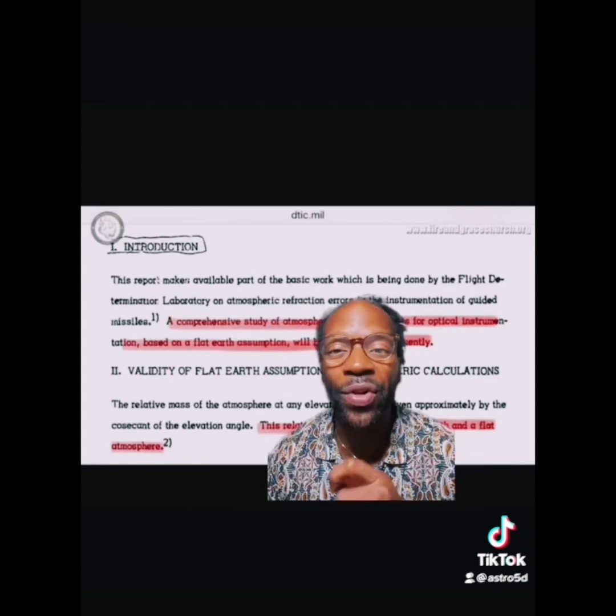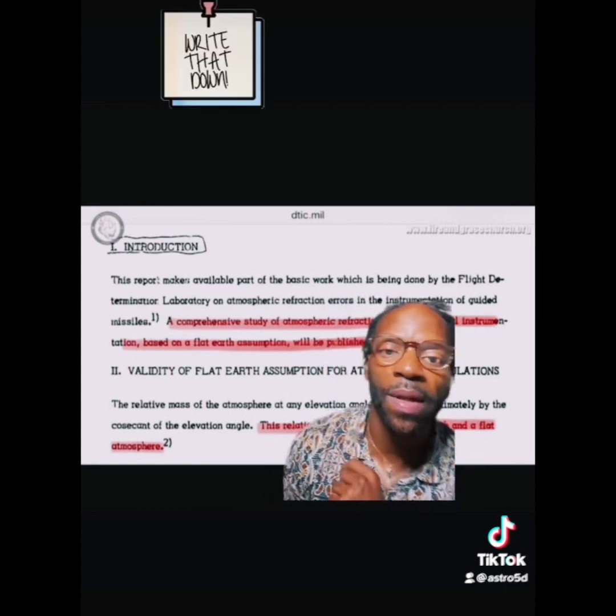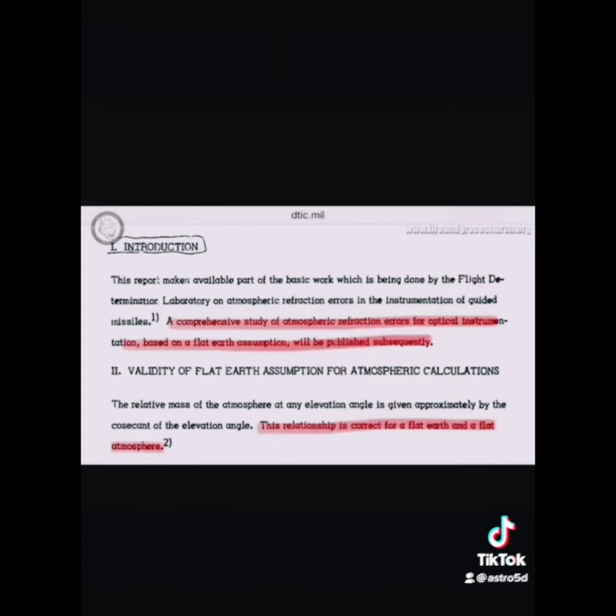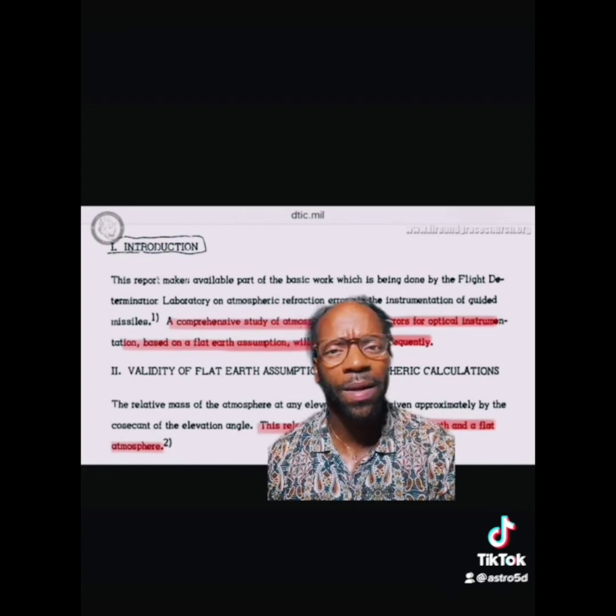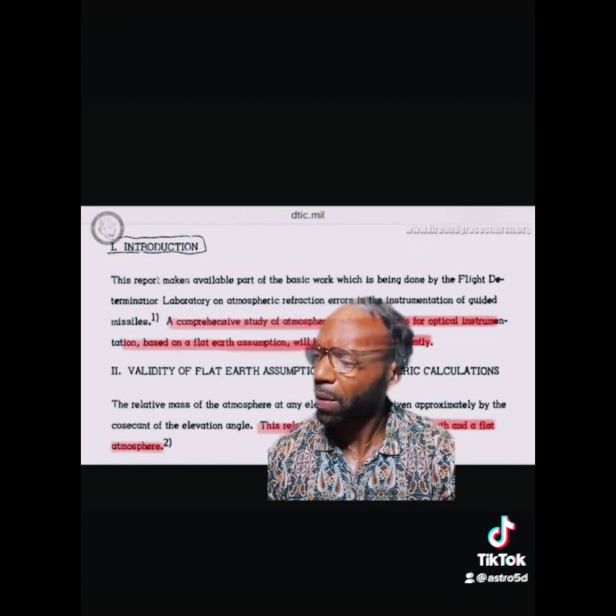Okay, so here's the introduction to a government document that shows that they were studying a flat Earth. Pause to read the highlighted parts. A comprehensive study of atmospheric refractions errors for optical instrumentation based on a flat Earth assumption will be published subsequently. The relationship is correct for a flat Earth and a flat atmosphere. A flat Earth and a flat atmosphere? That's not what they taught us in school.